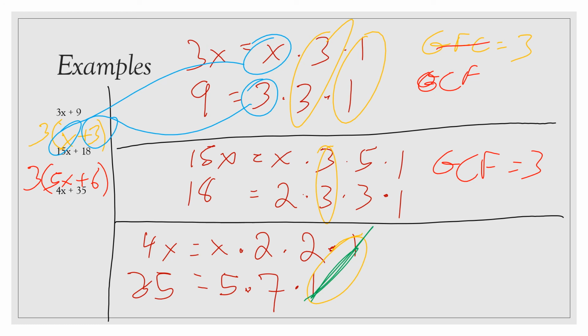Okay, so guess what? For the answer here, our answer is it cannot be factored, because there's not a common factor that goes into 4x or 35. So there's nothing we can do there. I mean, we checked it. We factored out 4x and we factored out 35. We looked for the greatest common factor, but there is no common factor between those two. So the answer to a problem like this is that it cannot be factored.